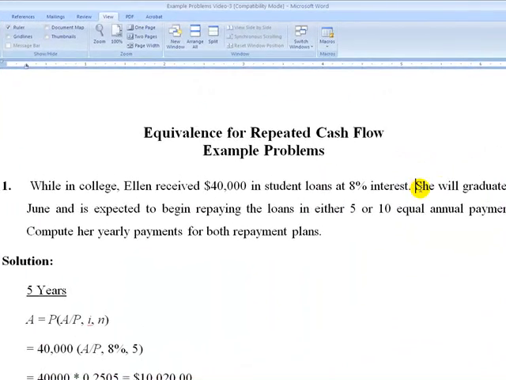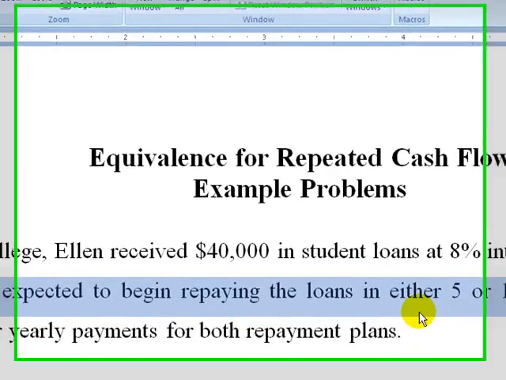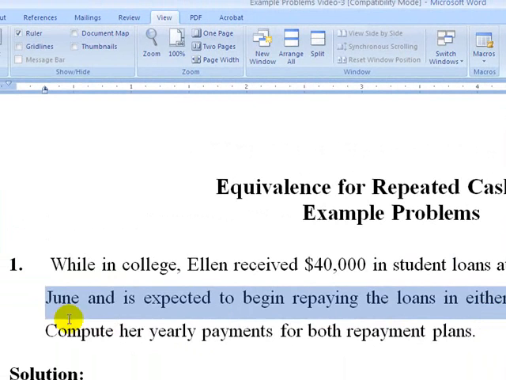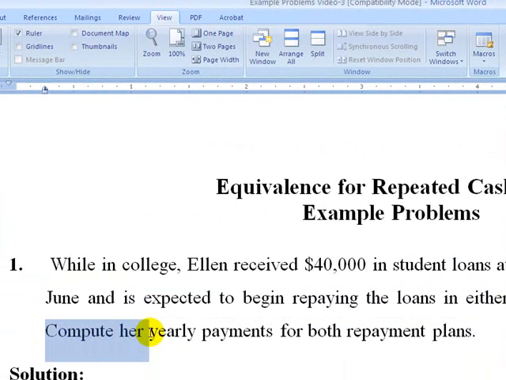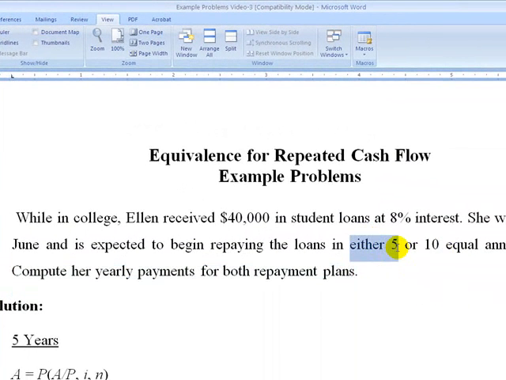She will graduate in June and is expected to begin repaying the loans in either 5 or 10 equal annual payments. So either she will pay the loan back in 5 years or 10 years, right? Depending on which plan she goes with. So what we have to do is compute her yearly payments for both the repayment plans. If she goes for the 5-year plan, we need to calculate her yearly payment, and if she goes for the 10-year plan, we need to calculate her yearly payment in that case as well.